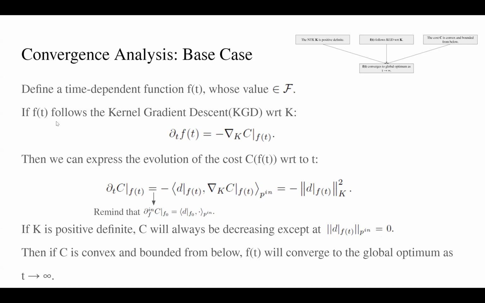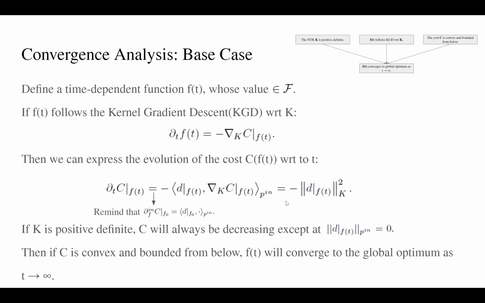If we say FT follows the kernel gradient descent with respect to K, K is just a neural tangent kernel, then we can write the partial derivative of FT with respect to T as here. And with this term here, we can express the evolution of the cost C with respect to T, because remember that the functional derivative of the cost C with respect to F is defined as this linear form here. So it needs to take in an expression of how the function perturbs. And our partial derivative of FT with respect to T just describes how the function perturbs. So we just plug in this term here, and we will obtain this term here, the second term.